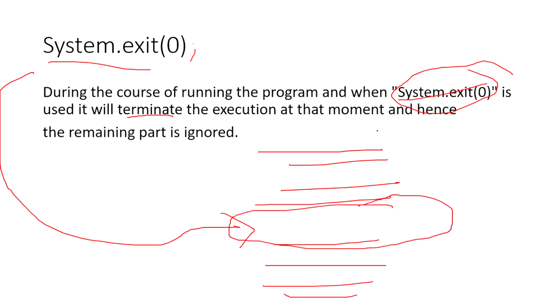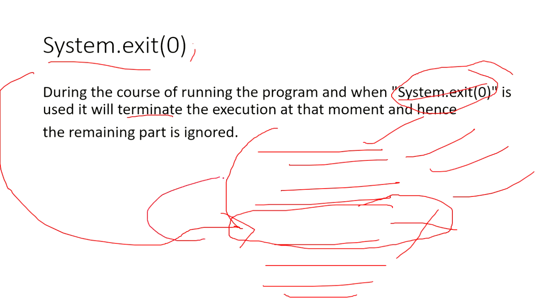What does the computer do? Java reads the first line, the second, the third, the fourth. Suddenly it shows System.exit(0). The whole program gets stopped. Whatever is on top, it will print. Whatever is upward, that portion it will print. Let me show you.